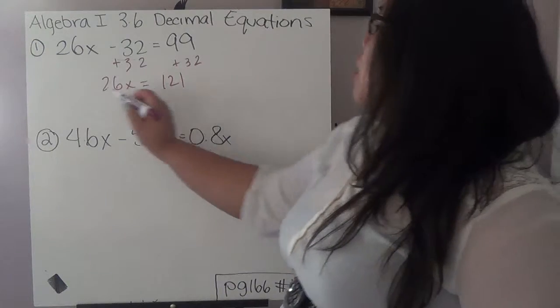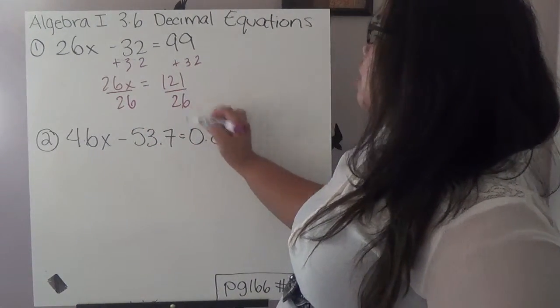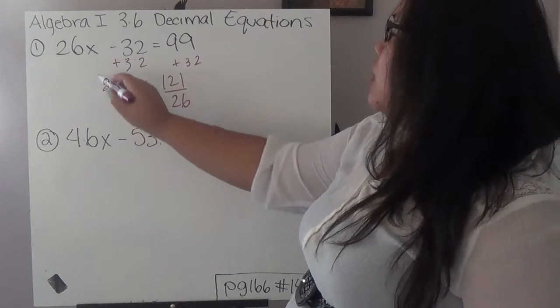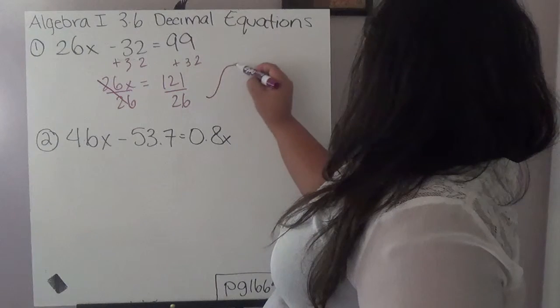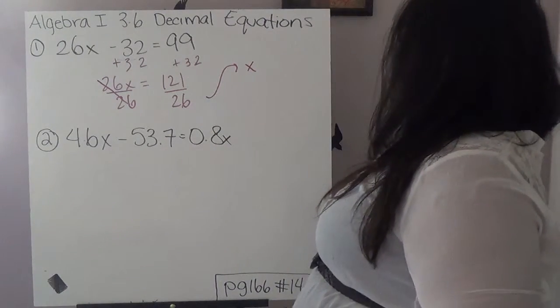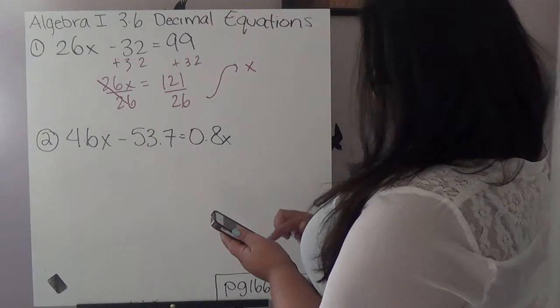Now from here, I'm going to go ahead and divide both sides by 26, because it's being multiplied, so I do the opposite. And what I do on one side, I have to do on the other. And I end up with x equals 121 over 26. Now that cannot be simplified.